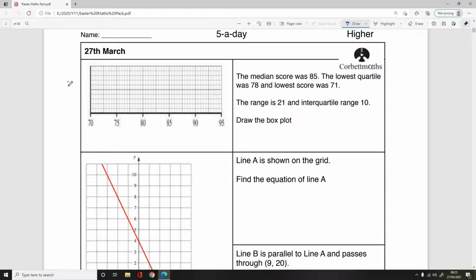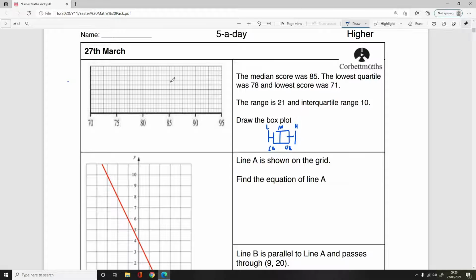Okay, we start off with a relatively straightforward idea, a box plot. Now the shape of a box plot is this. You have 5 key values. You've got your lowest value at one end, you've got your highest value at the other end, you've got your median in the middle, lower quartile, upper quartile. So let's look at what we've got here.